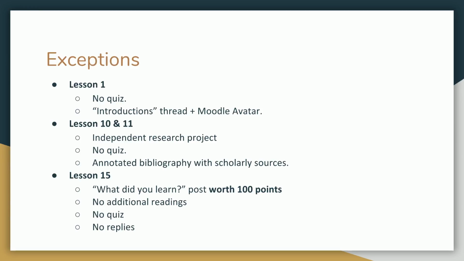On those lessons, your research project will have a higher word count than a normal post, but there are no quizzes for these weeks, because there's no common reading that everyone is doing. Instead of a quiz, I'm asking you to do an annotated bibliography with your scholarly sources. So you have to do real library research, and put together an annotated bibliography of the sources that you came up with for your research project. That's in lessons 10 and 11. The grading is a little bit different for those lessons also, but that's the one exception.